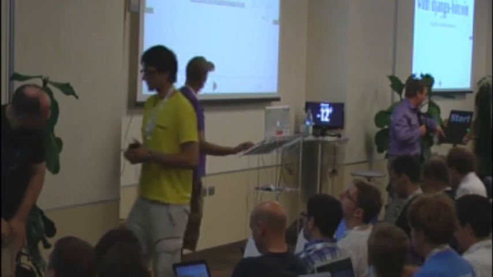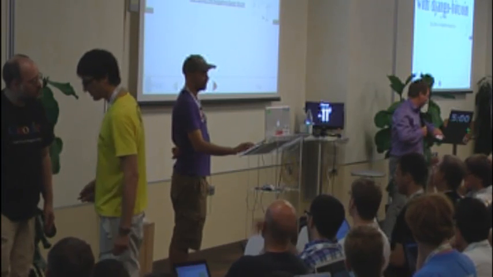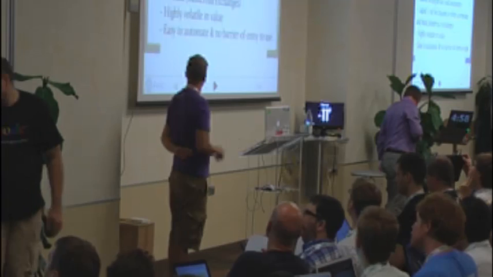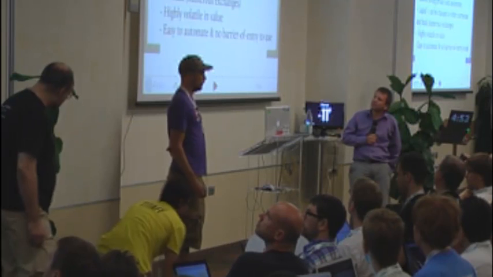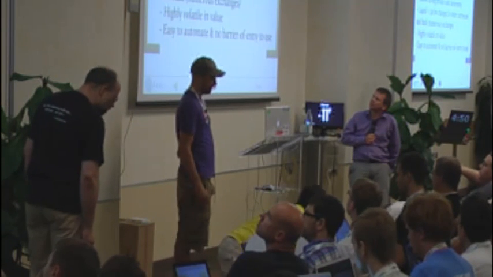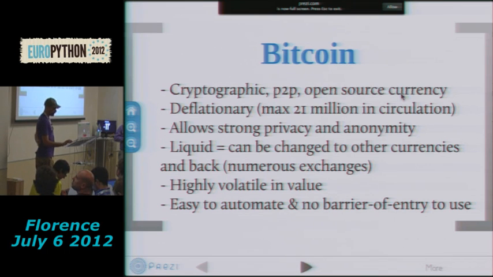So, who here knows about Bitcoin? Almost half. So, just a quick recap. It's a cryptographic open source currency which no governments or any other organization can control. And from a developer perspective, it's easy to automate and easy to use and easy to integrate with your product or project. And there are lots of other interesting properties as well.